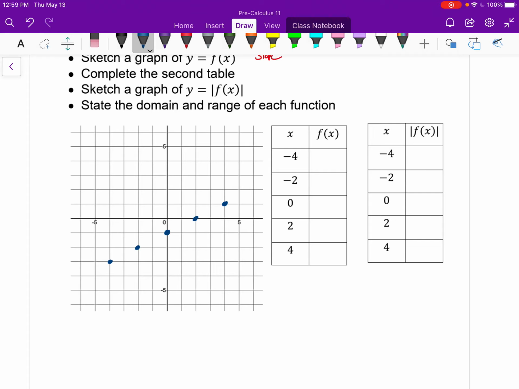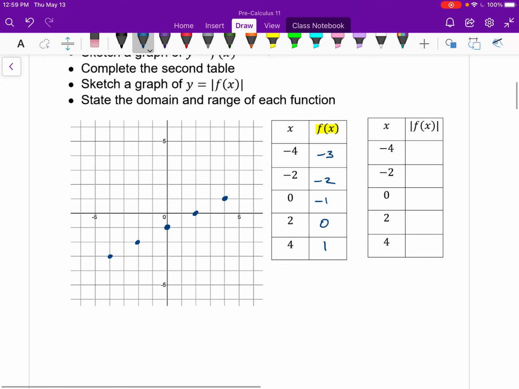I can just see from this table for x and f of x, when x is -4, f of x is -3. When x is -2, f of x is -2, -1, 0, 1. And not surprisingly, I see a very simple pattern forming here, because f of x is a linear function, and so we should always see these nice, simple linear patterns forming. I'm gonna grab a ruler here, sketch this function, and then move on to the part that I really care about, because right now this is just review of Math 10. Okay, so this is f of x.